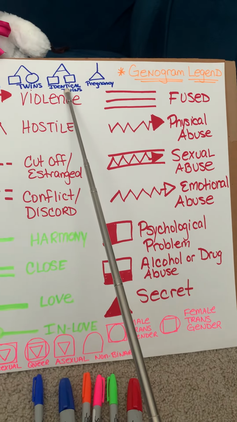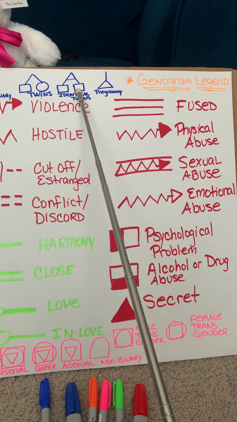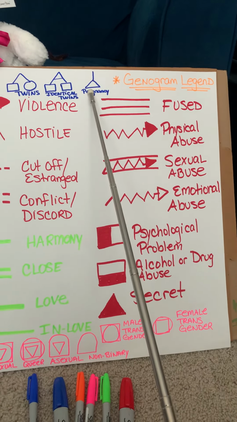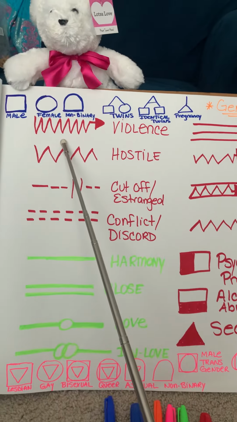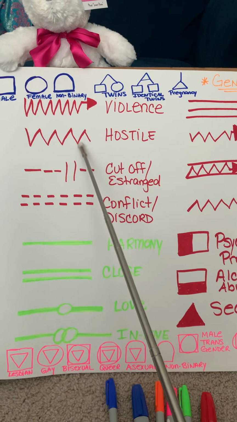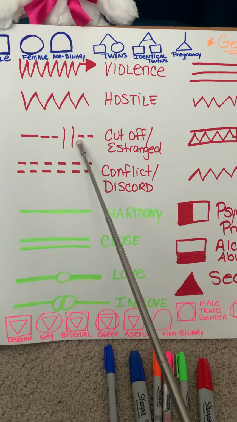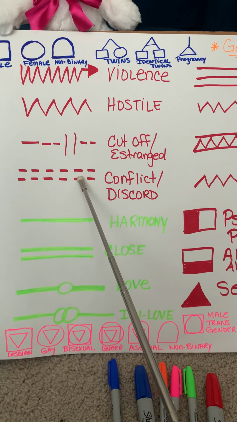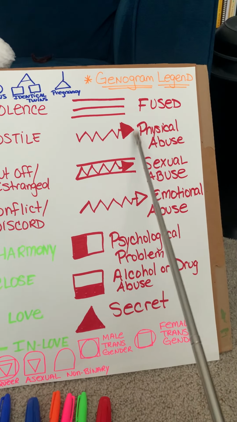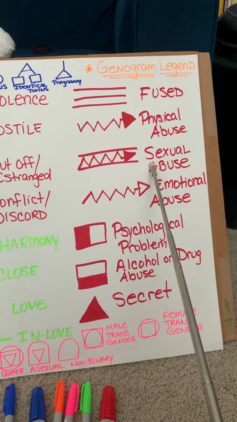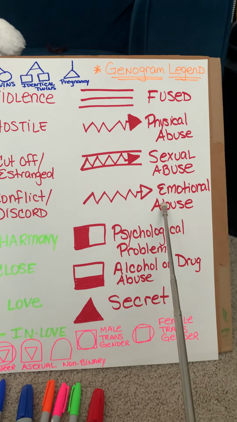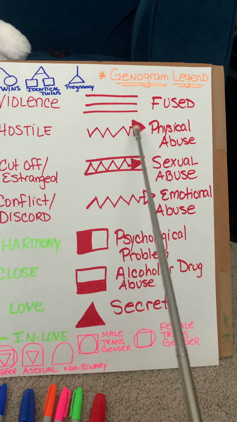These are identical twins. This is showing identical males, but if you had two circles, that would be identical females. This is a symbol of a pregnancy. We have violence, hostility, or a hostile relationship. We have cutoff and estrangement, conflict. This is a fused relationship, physical violence or physical abuse, sexual abuse, emotional abuse. They look the same, but they're different, right?